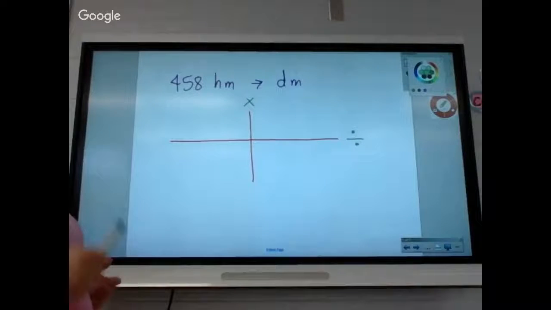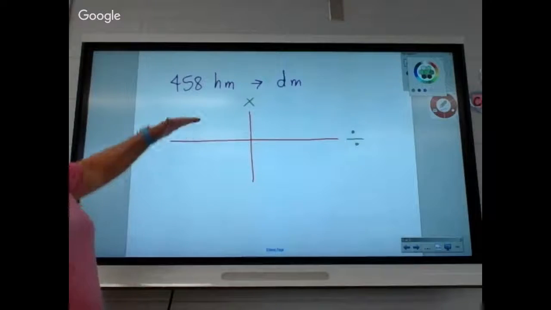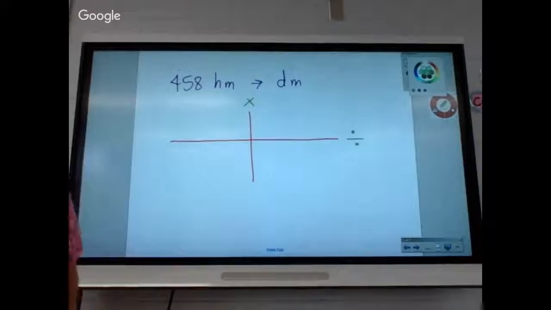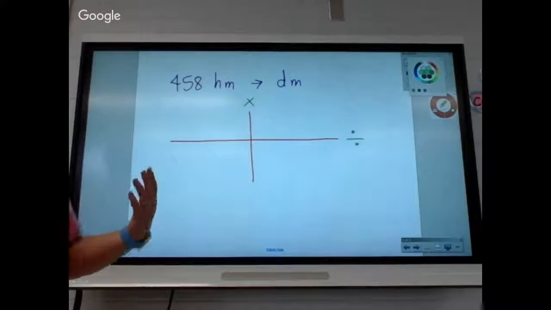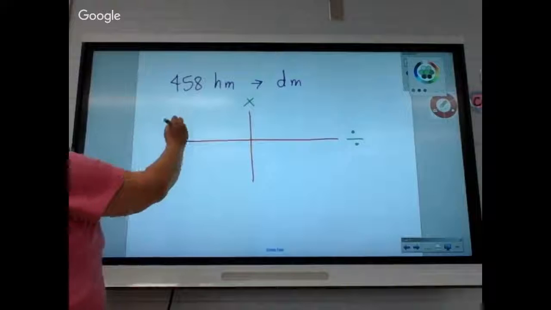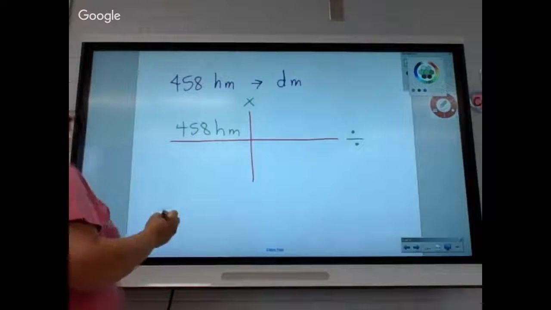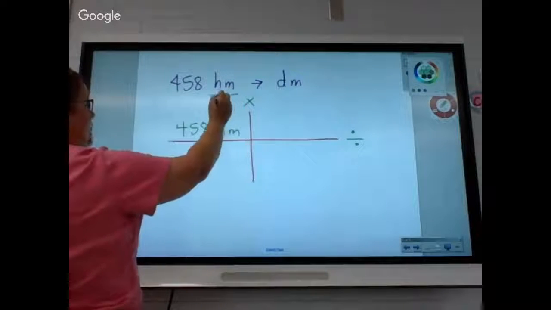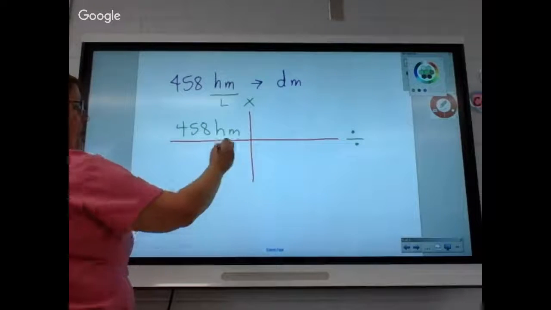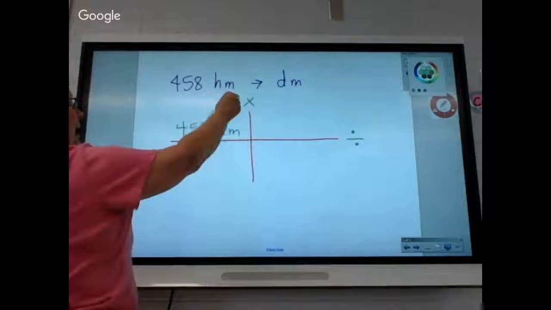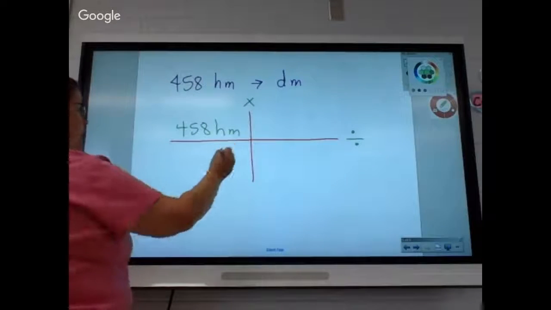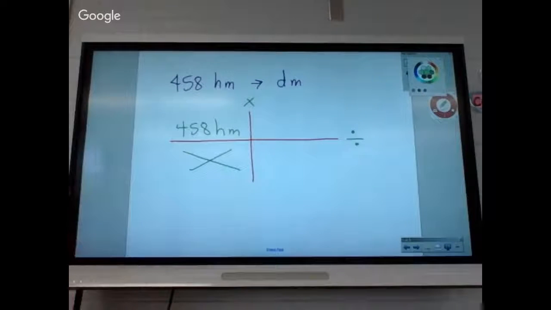So step 2. My given data goes on the top line. What's my given data? What I give you in the question. 458 hectometers. Now, for right now, if I had something under it, like liters, that would go down here. But do I have a hyphenated or a unit that's in the denominator? No. So for right now, I don't have anything that goes in that spot. If we move along fast enough, I might teach you that, but right now it's not important.